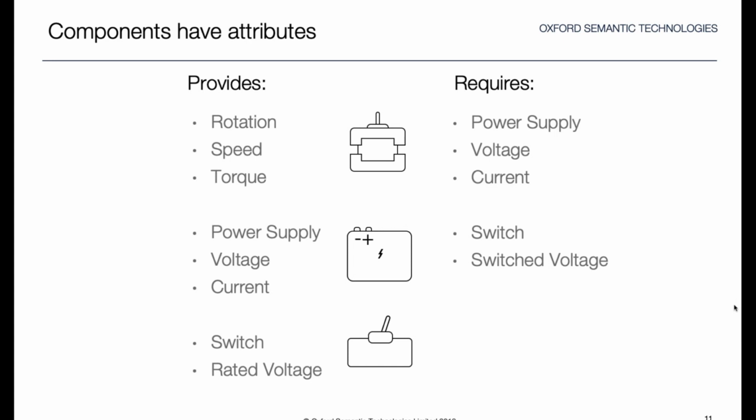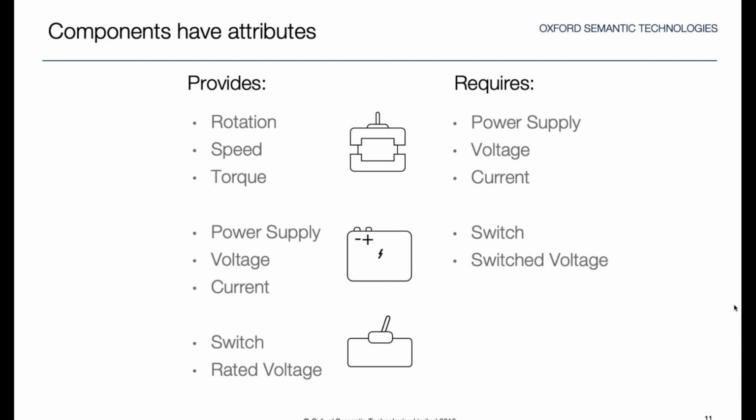And a motor requires a power supply. That power supply needs to satisfy certain conditions, a voltage, a current. So that's provided by a power supply. And a power supply in our example requires a switch, and the switch must be rated for a particular voltage. So you can kind of see how some of this is coming together.